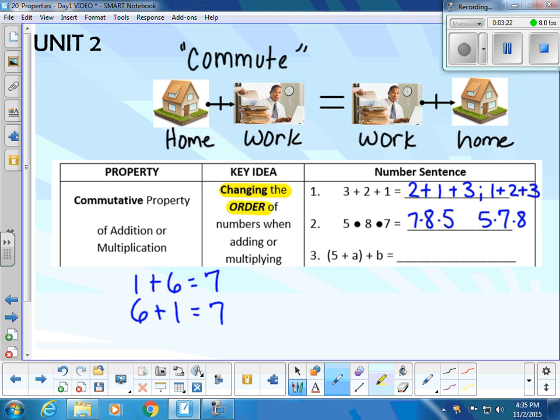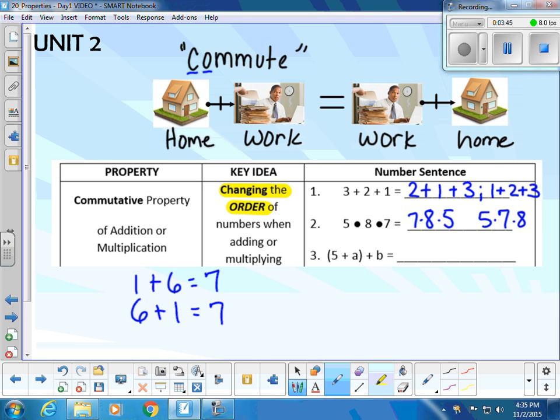The last one I want to show you is one of the tricky ways that they're going to try to mess you up as you're trying to identify these properties. So remember, with commutative, we're changing the order. If you look at commute, C-O, change order, that means I'm changing the order that the numbers are added in.